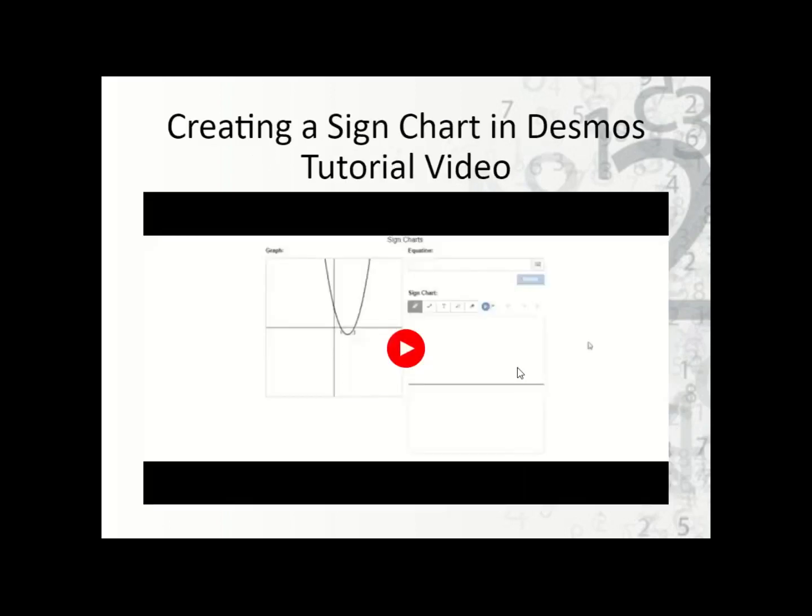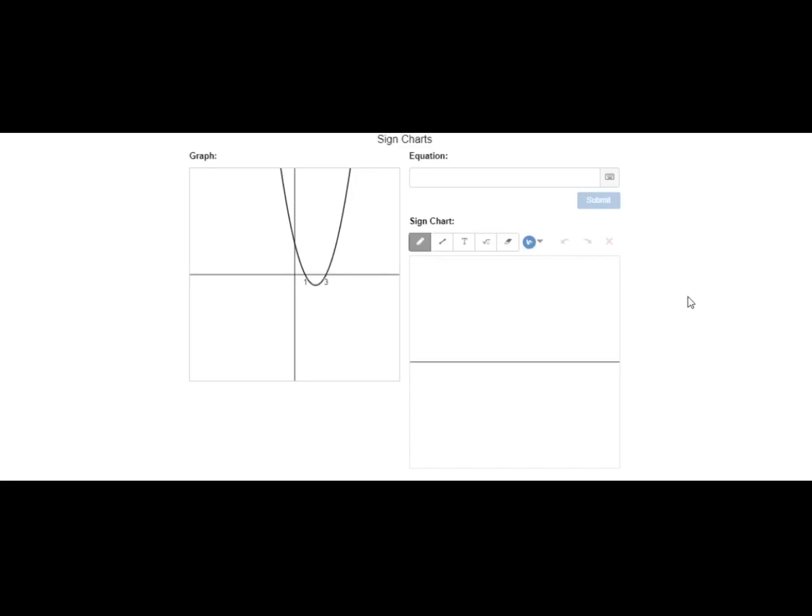Now there's a video here that shows you how you can use Desmos to create your sign charts. So go ahead and watch that video now. Let's take a look now at how to create a sign chart using Desmos. So we're given a graph here and we're told where it crosses and we need to create a sign chart.